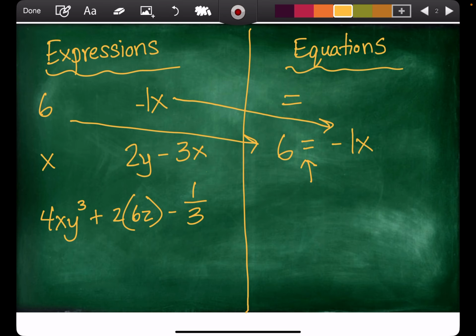So another example could be, maybe I have 4xy to the third power plus 2 times 6z, but I have it all equaling 1/3. Because I have this equal symbol, now it's an equation instead of two different expressions. Well, it is two different expressions, but now it's also an equation. Okay? So that is the main difference between mathematical expressions and mathematical equations.